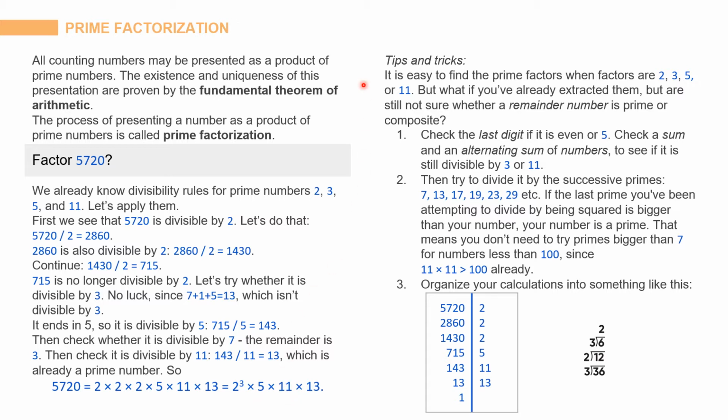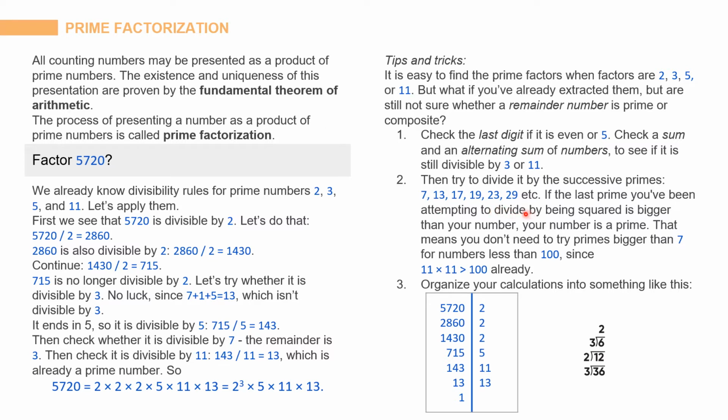So what's a good way to organize this? We often check just the last digit. Is it even or 5? Then we know it's divisible by 2 or divisible by 5. We can also check the sum and alternating sum rules to see if it's divisible by 3, 9, or 11. And then once you've gone through the easy divisibility rules, you will look at successive primes. Typically start with the smallest one, 7, then 13, 17, etc.